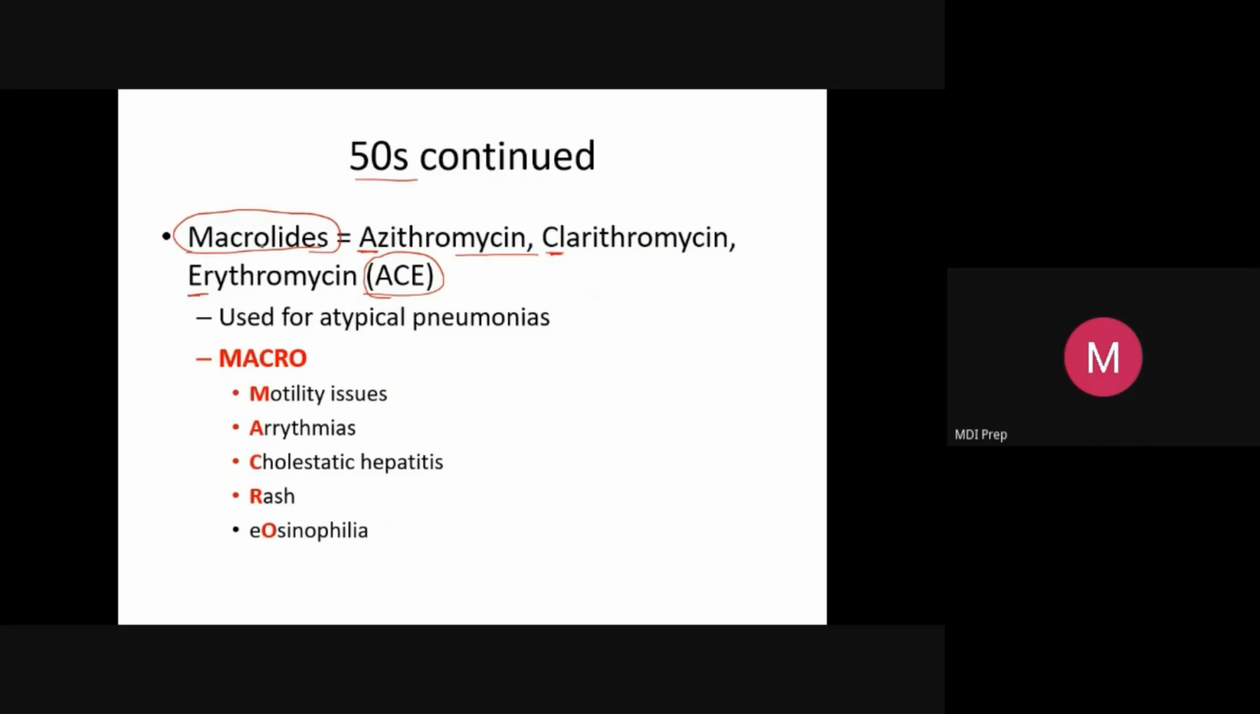So you see this word macrolides, right? This macro is the mnemonic. Those are some of the side effects of the macrolides: motility issues, problems walking or moving, and arrhythmias. They can have heart arrhythmias, right? They can have problems with the liver, cholestatic hepatitis. They can develop a rash or even eosinophilia. So that's the macrolides, okay?